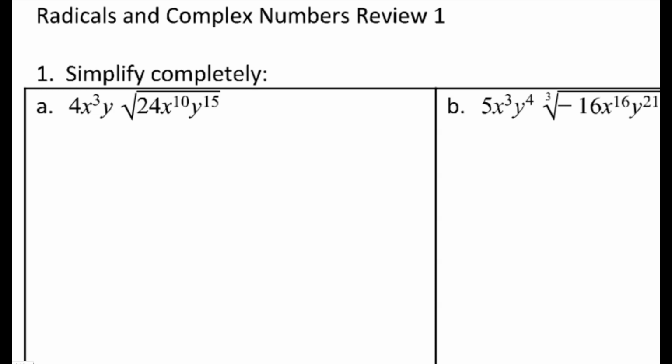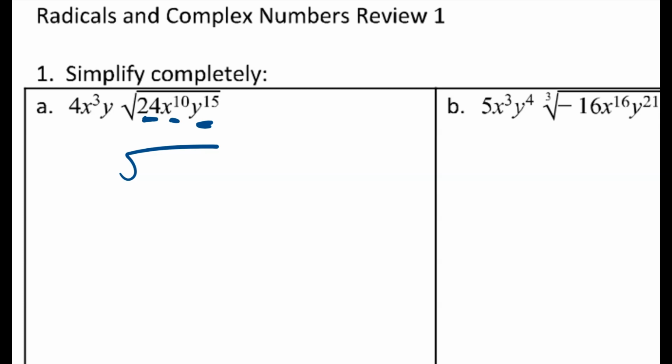In this video, I'm going to go through the first review for the radicals and complex numbers unit. So for number one, the first three, we're just going to simplify some different radicals. So for A, I notice I have a 24 under the radical, an x to the 10th, and a y to the 15th. So I take this in three pieces.